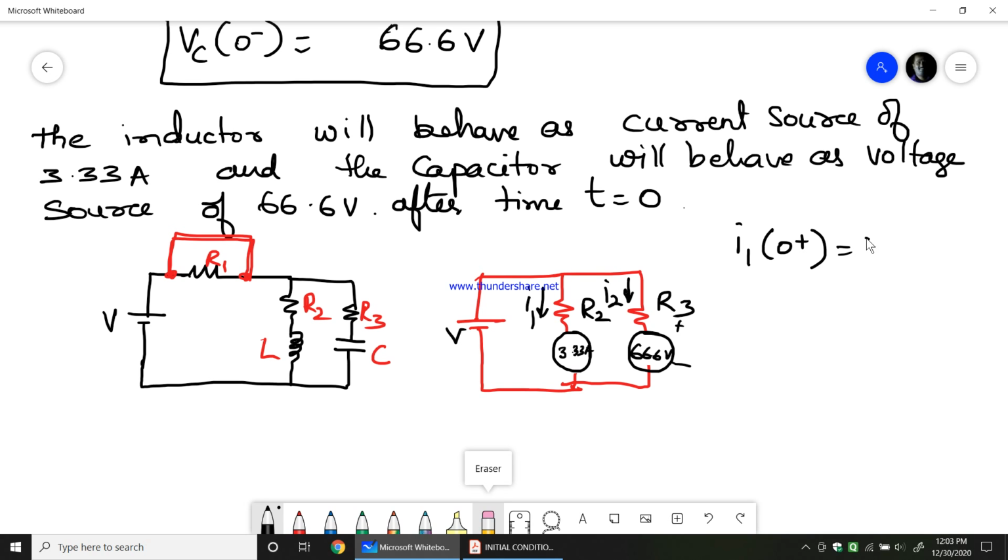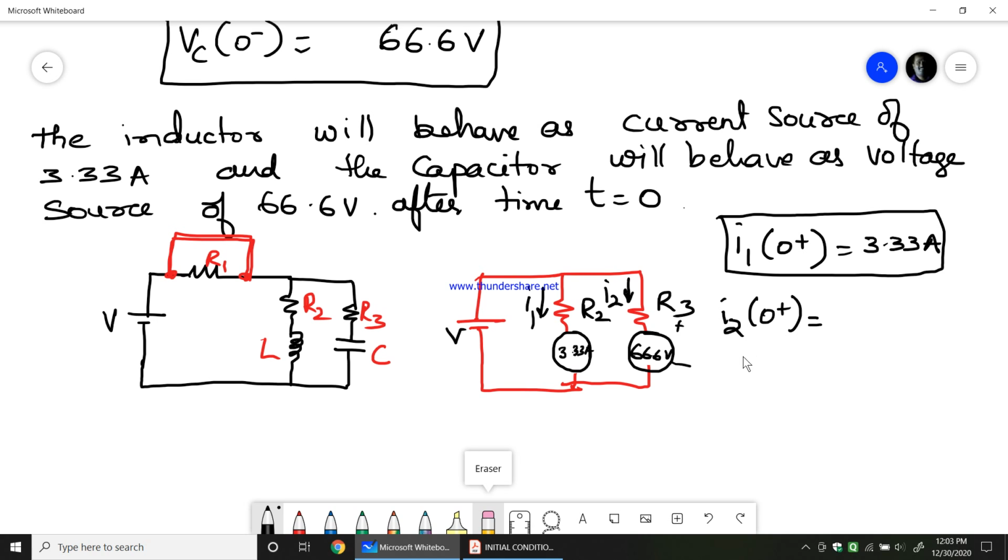I1 of 0 plus is nothing but 3.33 amps only, because the inductor is behaving as a current source. I1 of 0 plus is again 3.33 amps, but I2 of 0 plus is now different, which need not be equal to I2 of 0 minus, because we have a voltage source where the capacitor is now behaving as a voltage source. Therefore the current I2 through R3 would be equal to the total voltage V minus this 66.66 divided by R3.